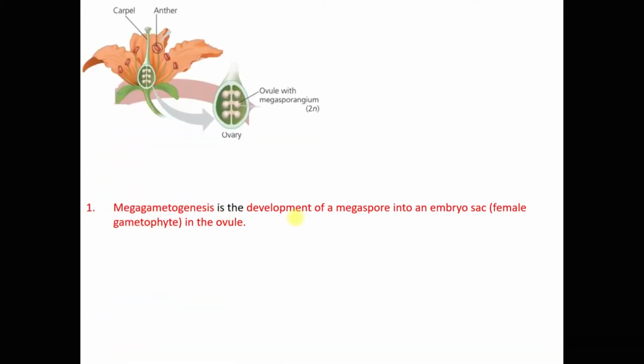Now, let's take a look at megagametogenesis, which is the development of a megaspore into an embryo sac. This embryo sac is also known as the female gametophyte, and this megagametogenesis occurs in the ovule. You can see the stigma, and then you can see the ovule inside the ovary. One ovary has many ovules. Inside this ovule, each ovule has a diploid megasporangium.